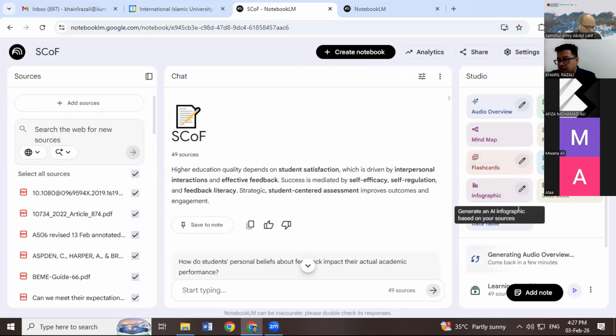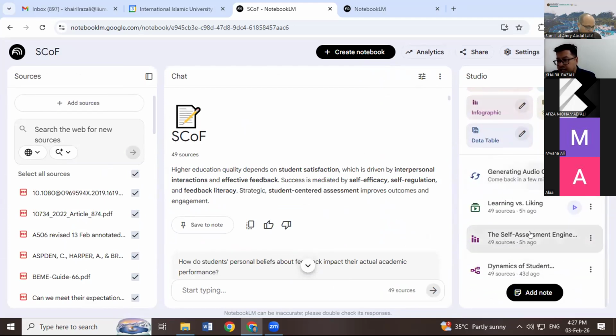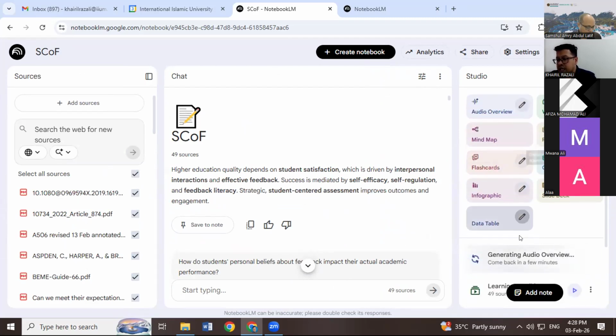So far I have done these three, and the audio is taking forever. Another thing that I think is fantastic, which I haven't actually tried, is the data table. The data table is really good, especially if you want to do meta-analysis, quantitative meta-analysis. I'm not sure whether you're familiar with meta-analysis.